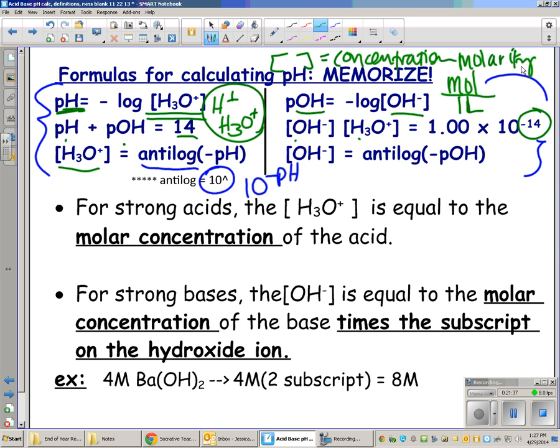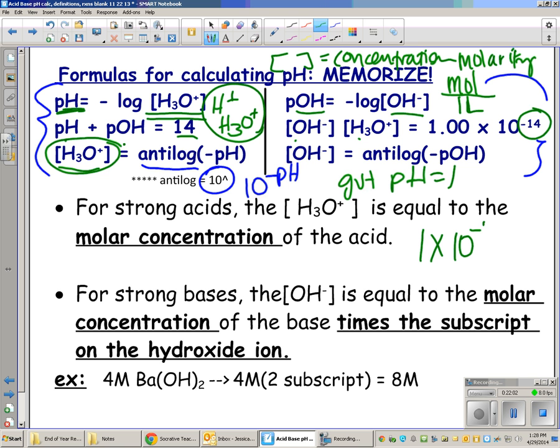So let's do this right now. If your stomach acid has a pH of 1, what is the concentration of hydronium in your gut? If your gut has a pH equal to 1, what is the concentration of hydronium? 0.1? So let's write that in exponential or scientific notation.